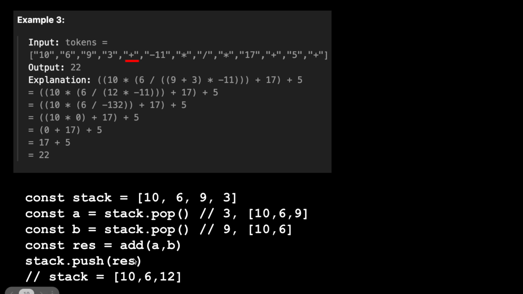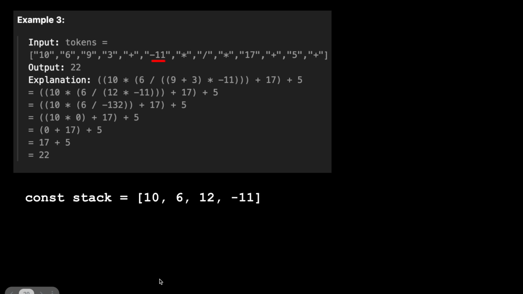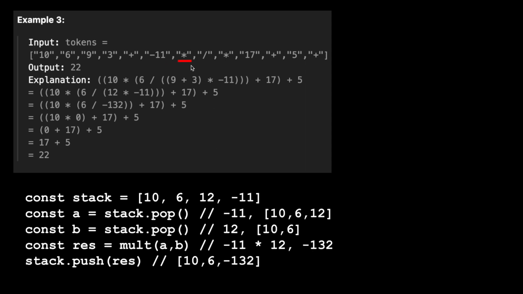The result, and we push it right here back into the stack. So currently, up into this operation, our stack is going to be 10, 6, 12. Let's continue. We see a negative 11, we're going to push that into the stack. Now we see another operation, and when we see that operation, we do pop twice. After popping it twice, the stack is going to be 10 and 6.